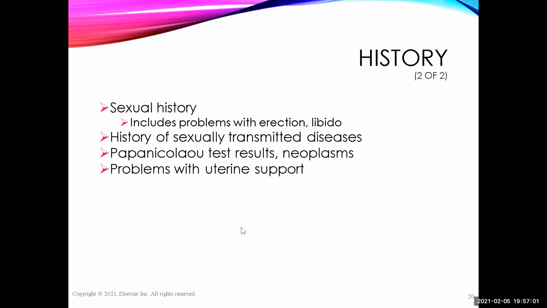Another part of taking the history is asking about sexual history and any kind of problems with this. If you're talking to the male, if this is a couple, ask about erection, libido, and any history of sexually transmitted diseases. You're going to want to know if the person has had a history of syphilis, gonorrhea, or HIV. And problems with uterine support, any kind of problems that they know of that they've had.